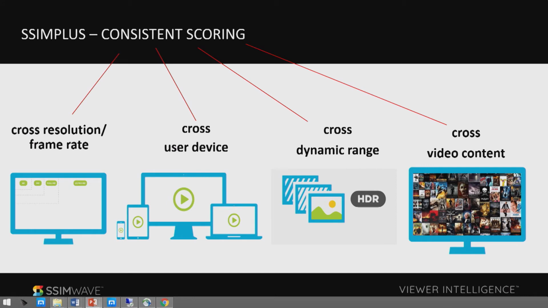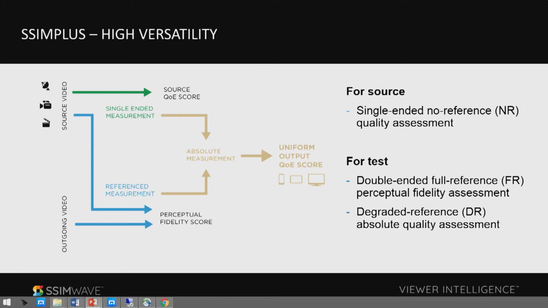Also, SSIMPLUS has all these properties: cross resolution, cross frame rate, cross user device, cross dynamic range, and cross content. As well as this flexibility, it does no-reference quality assessment of the source, and also double-ended perceptual fidelity assessment between the source and test. It also combines these two things together into what we call degraded quality assessment.